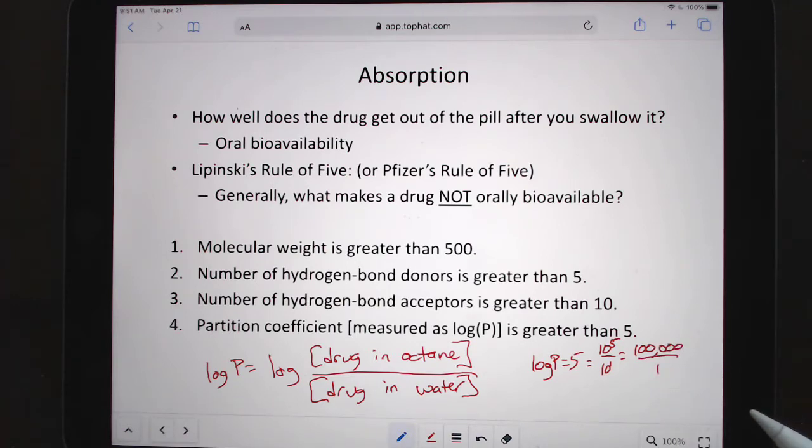Okay, and so what this is saying is that for every one molecule you have in the water, in your bloodstream, 100,000 are going to be precipitated out. Because octane is obviously very hydrophobic, right? So if it's this high, it's just not going to be soluble enough in the bloodstream to be able to work well. And so you can't have it too hydrophobic, or it's just not going to work real well.